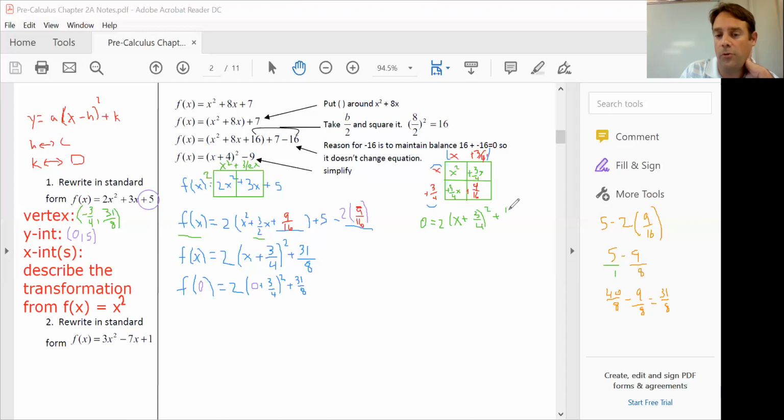So I could solve this equation if I wanted to. But that doesn't look like the most enjoyable. So instead, I'm going to go back to my other one. So that was f of x, or 0, equals 2x squared plus 3x plus 5. And I'm going to solve that, friends.